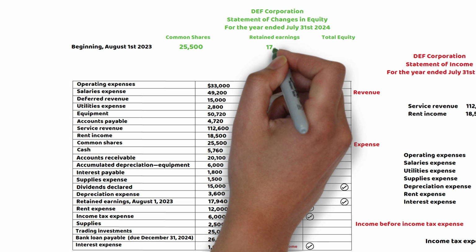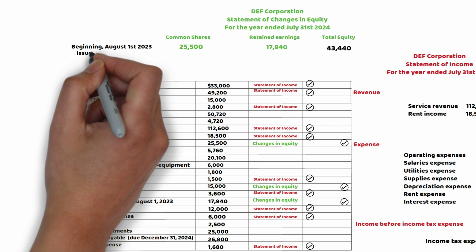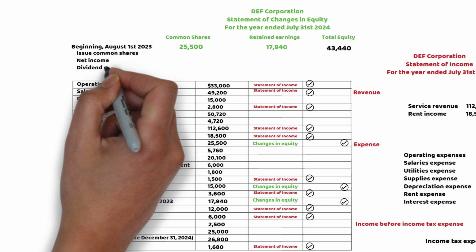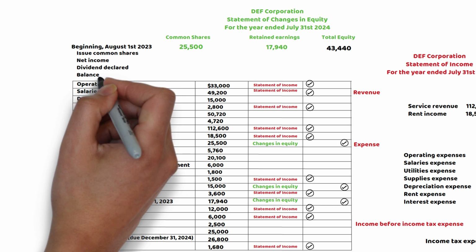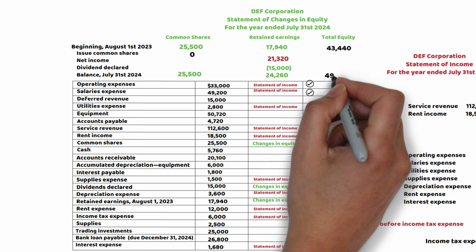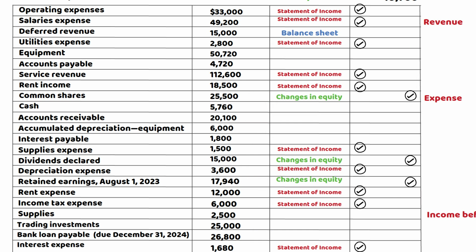So the beginning balance is 25,500 for common shares, 17,940 for retained earnings. Together, the total equity beginning balance is 43,440. During the year, you have issued common shares, net income, dividend declared, and then you have the balance as of the year end. There are no new common shares issued, it's zero, so common shares doesn't change. Net income is 21,320 from the statement of income, and dividend is 15,000. So the new retained earnings balance is 24,260, and the total ending balance is 49,760.